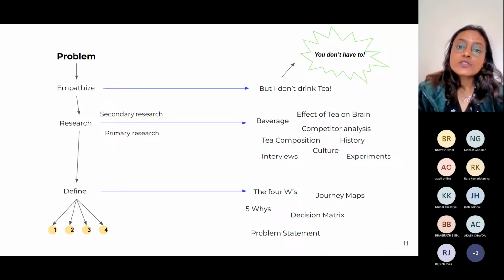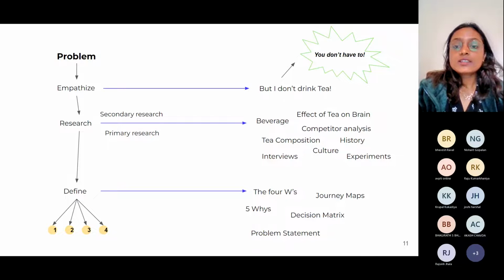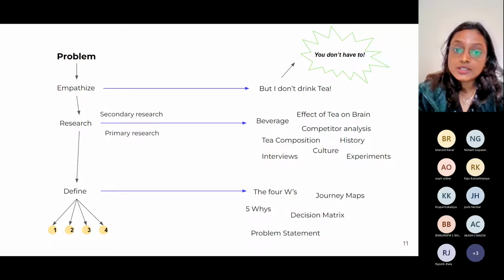And then you go do your research. In research, we have two types. One is secondary research and the second is primary research. Secondary research is to search the internet, books, journals, libraries for any material that you can find in and around tea. So you would be searching for things such as the beverage. Tea is a hot beverage.